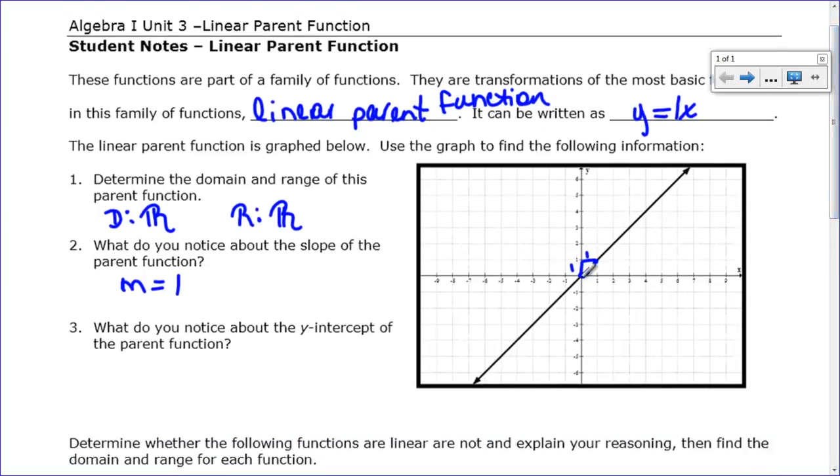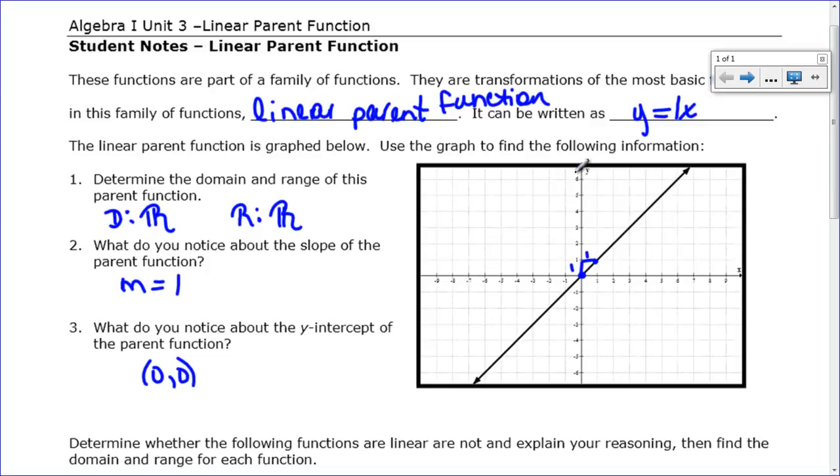And then number 3 says, what do you notice about the y-intercept of the parent function? Well, the y-intercept of the parent function is at the origin. It's at 0, 0. And so that's why it's the most basic one. It has a slope of 1 and a y-intercept of 0, and so the equation is just y equals x. And there's nothing else to know.